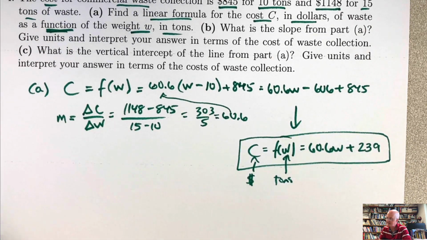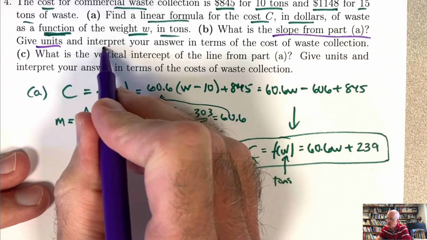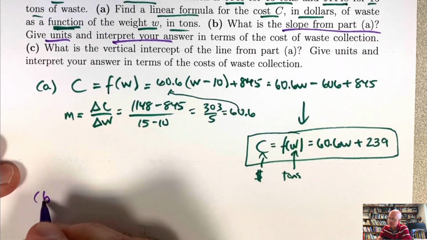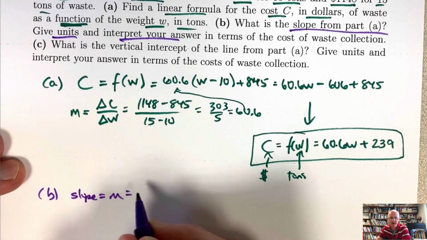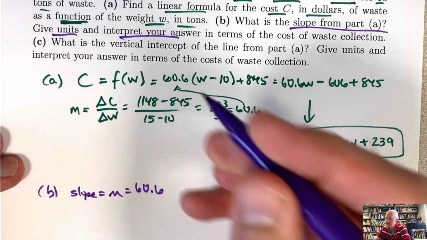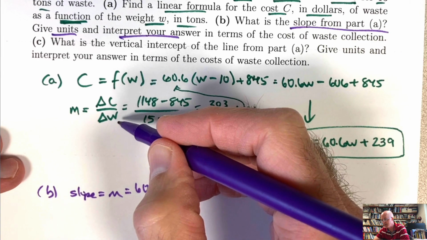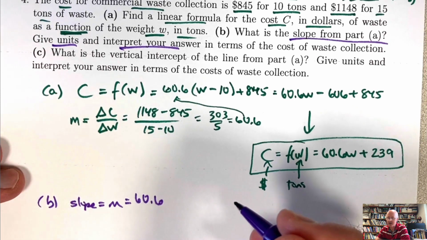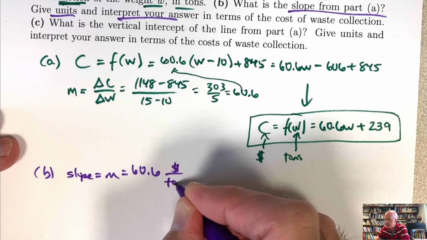Part B. What is the slope from part A? We already know the answer pretty quickly. Give units and interpret your answer in terms of the cost of waste collection. That's the more important thing to do here. So the answer for the slope, m, we already found, is 60.6. What are its units? Its units, since it's calculated as a ratio like this, are units for C per unit of W. Unit of cost per unit of waste. Units of cost are dollars, units of waste are tons. This is in dollars per ton.